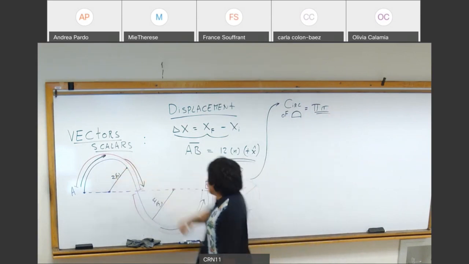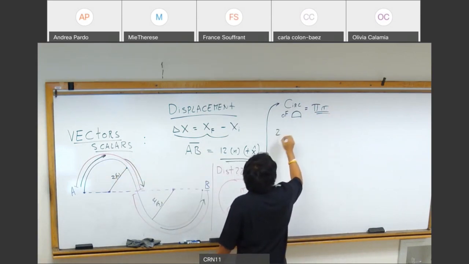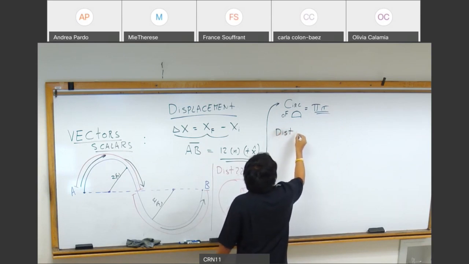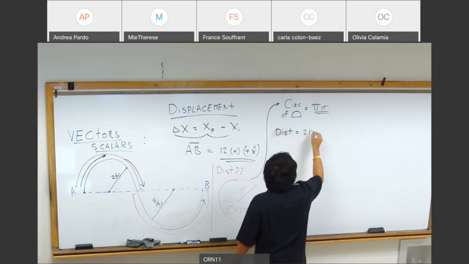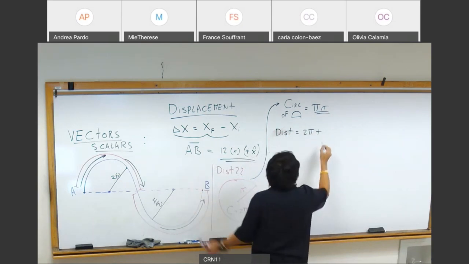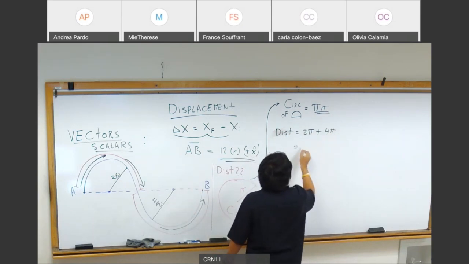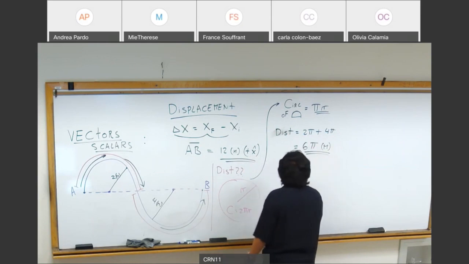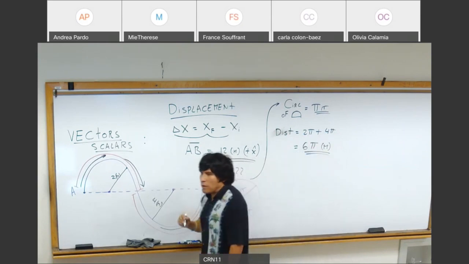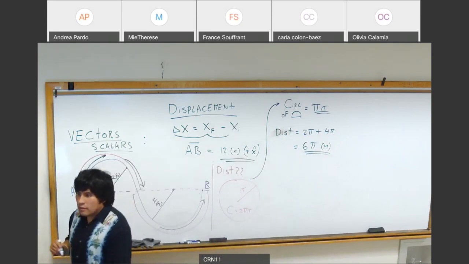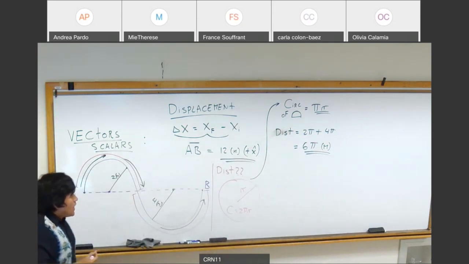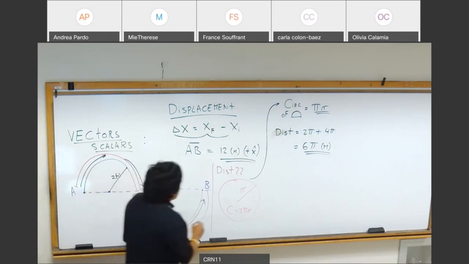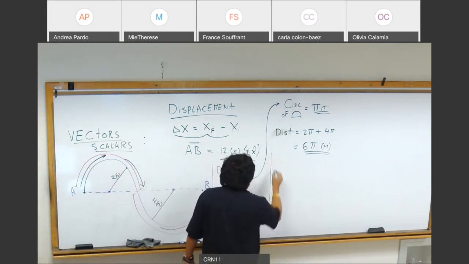So for this one it will be 2 pi. So the distance traveled is equal to 2 pi plus 4 pi. What's the value? 6 pi meters, no direction. You can leave it in terms of pi if you want. So that's an example, an extension of that question. If I want to extend this question, I can say this.